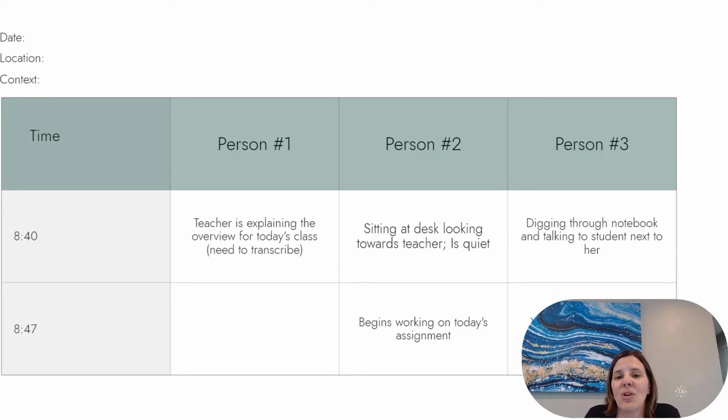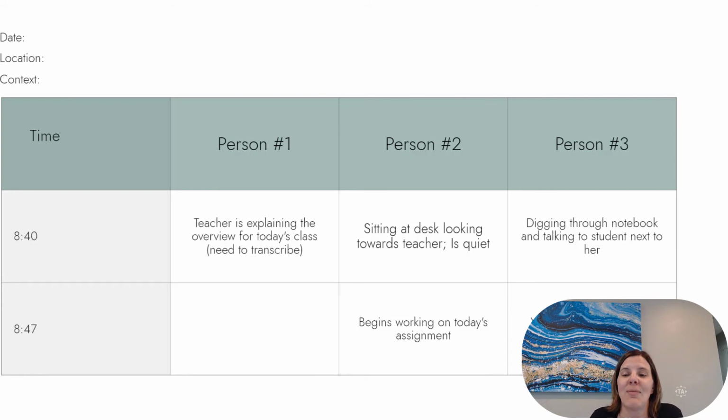Then when you look at person number 2, you can see that what I wrote there is sitting at desk, looking towards teacher, is quiet. Notice what I didn't write. I did not say person number 2 is listening to the teacher, or is paying attention. I wrote down only what person number 2 did. Those behaviors suggest that that person is likely to be listening and paying attention, but I don't really know. That person could be thinking about lunch. The only way that I could know is if I went and said to that person, hey, what did the teacher say was the overview for today's class? And see what kind of response I get. Then I can make a conclusion, because I can say, here's what that person told me, therefore they were or were not listening.